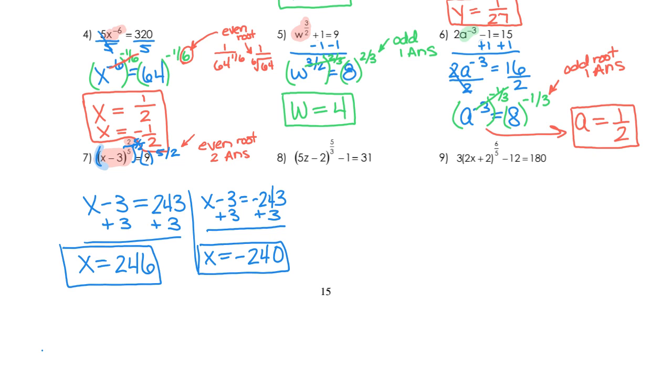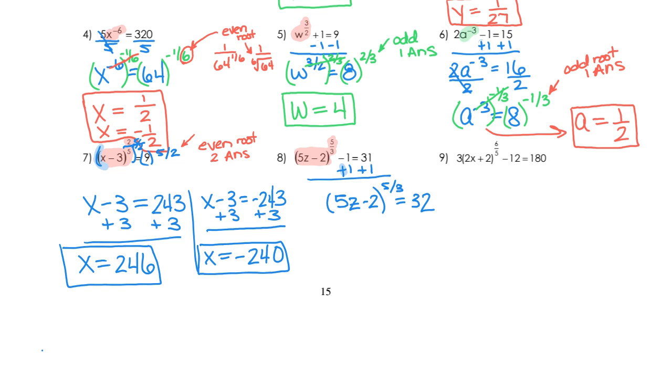All right, so let's try that again. So in number 8, if we find our exponent and what it's on, we're going to realize that it's not completely isolated just yet, that we have this -1 here that we're going to have to go ahead and add. And we're going to end up with 5z minus 2 raised to the 5/3 is equal to 32.